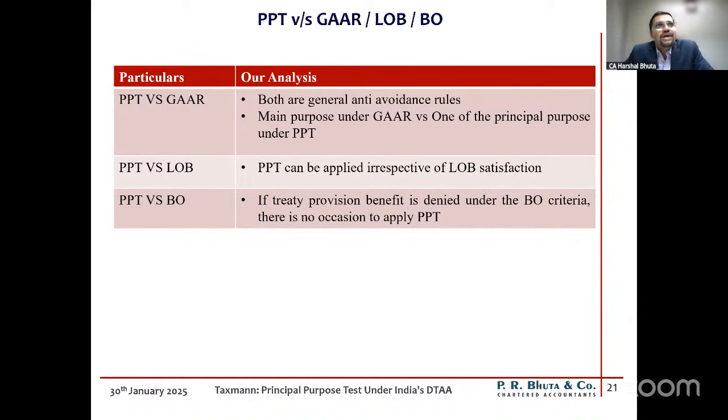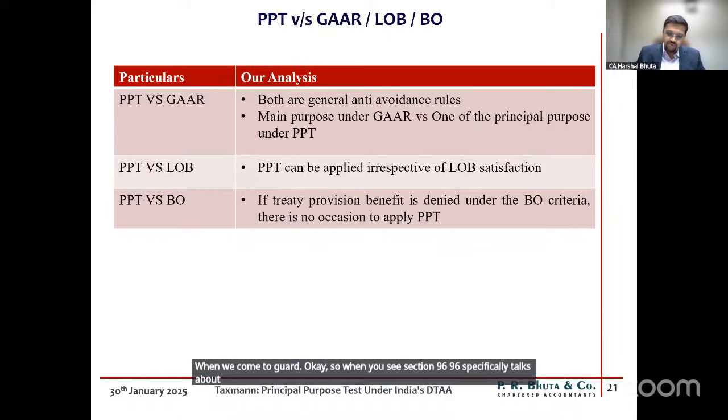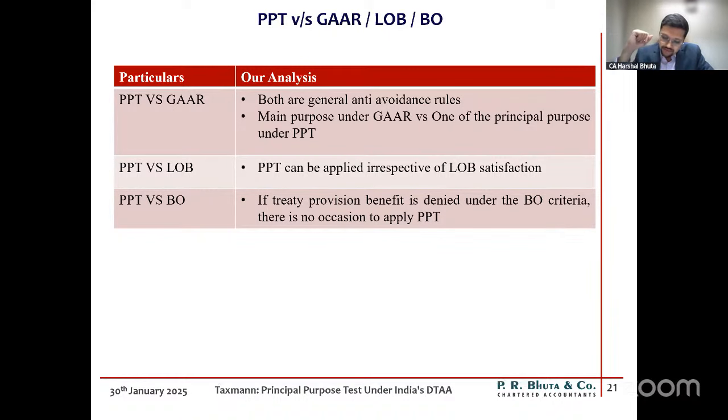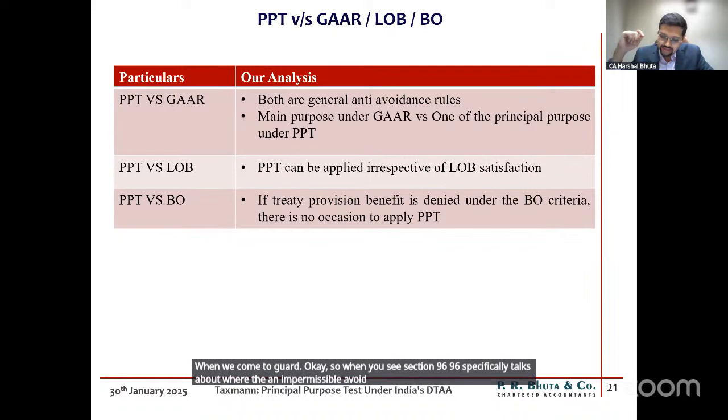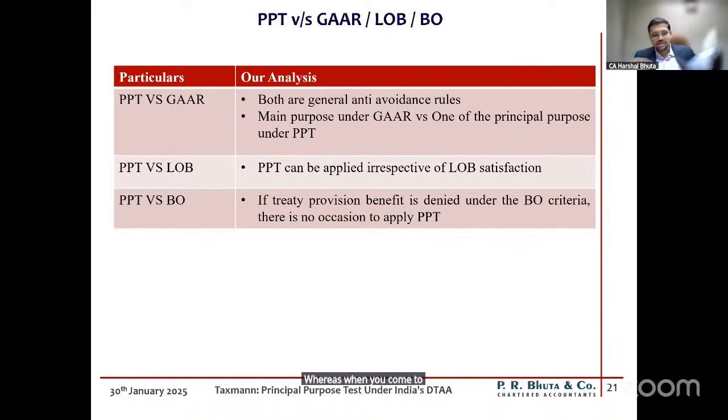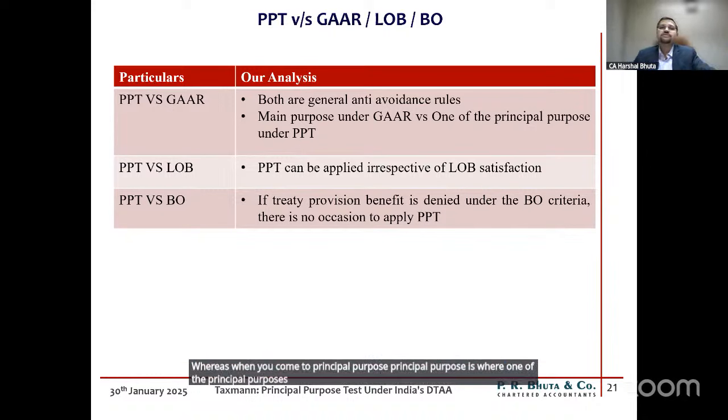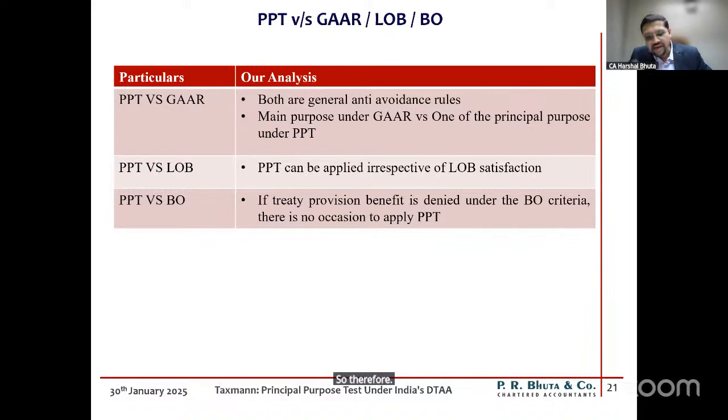When we come to GAAR, okay, so when you see section 96, it specifically talks about where an impermissible avoidance arrangement means an arrangement, the main purpose of which is to obtain a tax benefit. Okay. Whereas when you come to principal purpose, it is where one of the principal purposes is to obtain that benefit. So therefore, in my view, there is a lot of difference between PPT and GAAR.